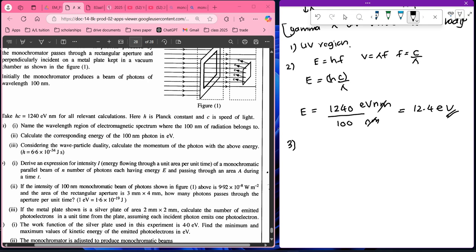Photons can act as a wave or even as a particle. You know that. So this is called the wave-particle duality of photons. This is exceptional in the form of light. So according to the wave-particle duality of photons, we can find the de Broglie wavelength.